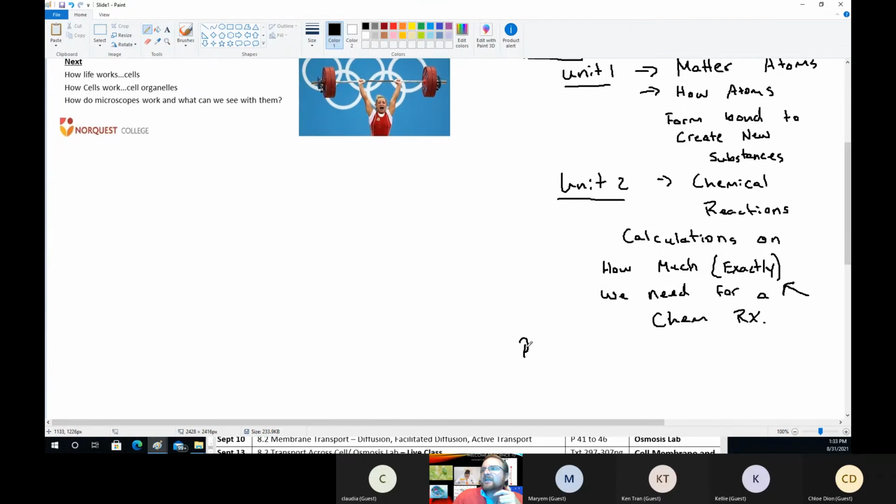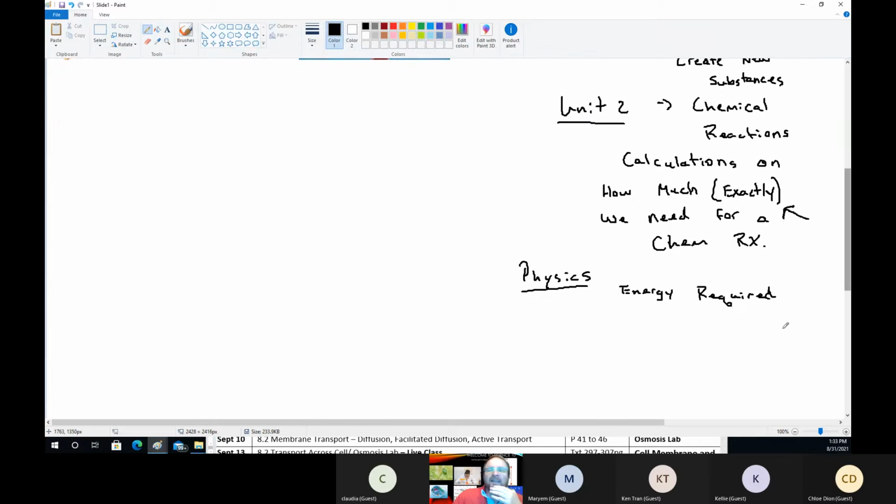Last part here, physics. Again, later in November, so not right away, but basically energy. If we're talking about life, we're talking about energy. If we're talking about chemistry, we're talking about energy. A lot of what we're going to be looking at is energy. So it's calculations, so there's some mathematics here, but math is the language of the universe. Math describes the universe, which is also amazing. Energy required to move objects.